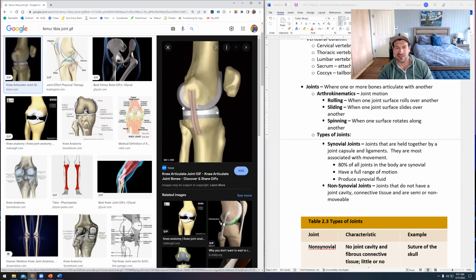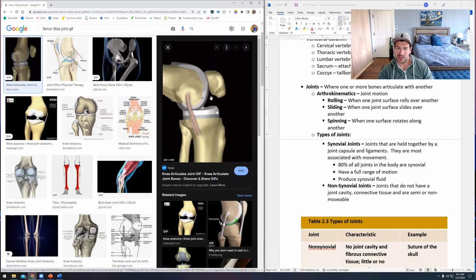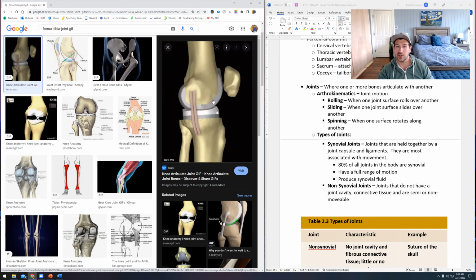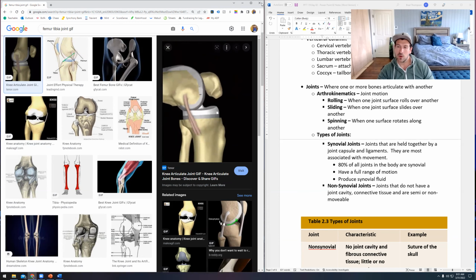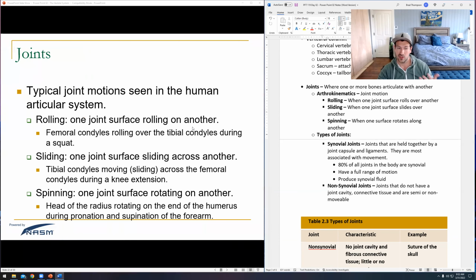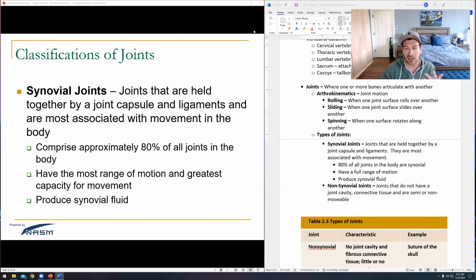It does the roll, but then let's see how it slides at the very end there. It gets back into place and then it slides at the very end. That is both of those happening simultaneously, which is what we generally tend to see in what's called a hinge joint, which is what that is. And then spinning is, like I said, that rotational movement. So your radius, when you're pronating and supinating your hand like this, there's a little spinning action occurring in those two bones that make up your forearm. So those are our three major categories of joint motion, right?